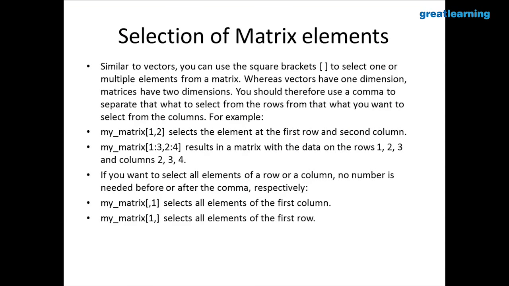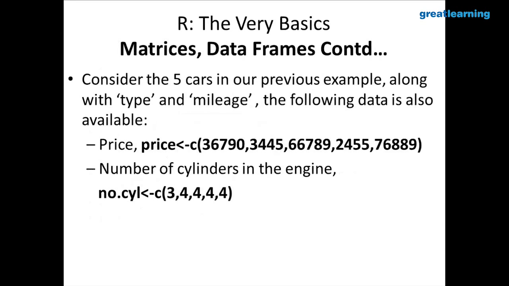So we learned how to select elements from a matrix. The next one: you remember in our previous video we were discussing cars. We created two vectors, type and mileage. Now let's create two more vectors, price and number of cylinders. I'll get back to you on why I am asking you to do this. If you do not have type and mileage in your console, I would highly recommend you create them again, so that you can see the benefit of this in the continuation.